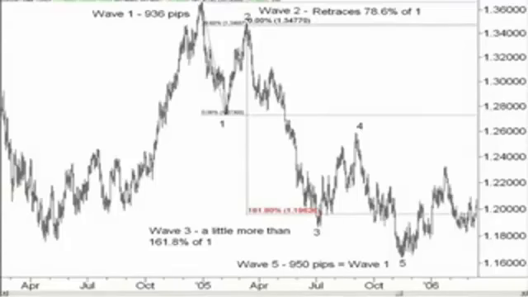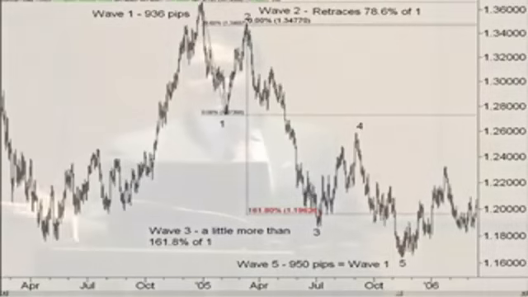Wave 3, the extension line, extended a bit beyond 161.8. Okay. Wave 4, I do not have it here, but it was about 1/3 of the entire decline of 3. And finally, wave 5 was 950 pips, which is pretty darn close to 936 pips. Right? Those were equal. This is just obviously an example that was hand-picked, right? Because I wasn't going to show you an example where it didn't work. But no, to be honest, it gives you a good idea where to expect support and resistance.